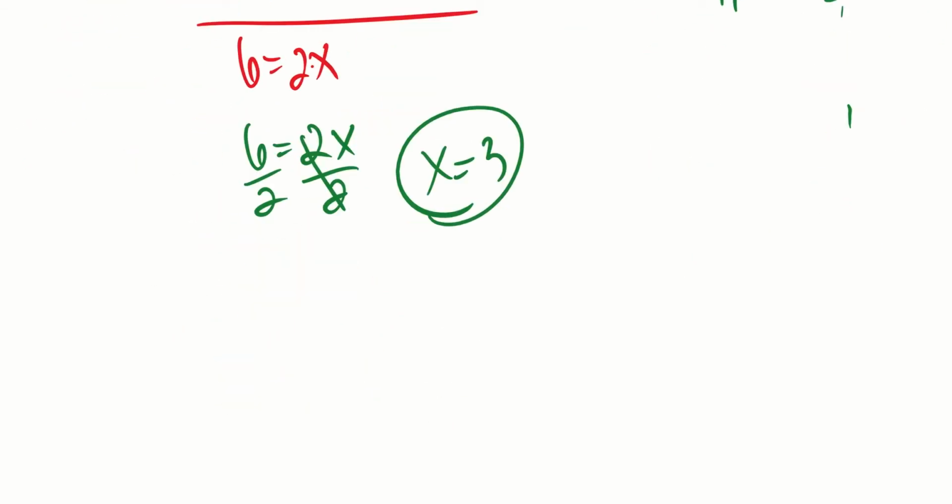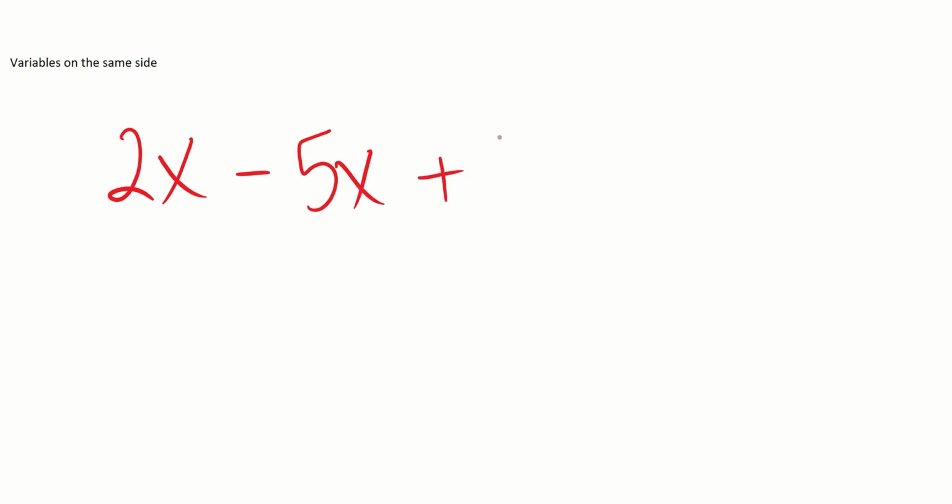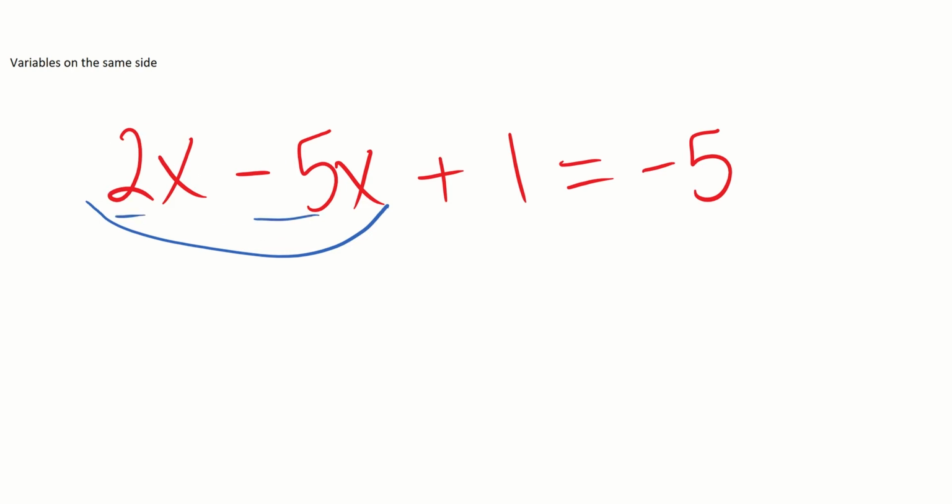Another version of multi-step equations is if you have the variables on the same side. So I might have 2x minus 5x plus 1 equals negative 5. So if they're on the same side, I'm going to combine them. I'm not going to do the inverse because they're on the same side. I'm going to combine them. So 2 minus 5, right? Just look at the coefficients. That gives me negative 3x plus 1 equals negative 5.